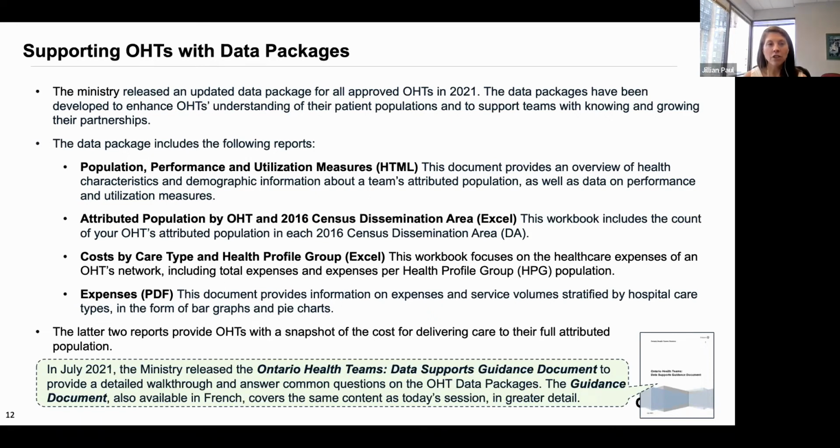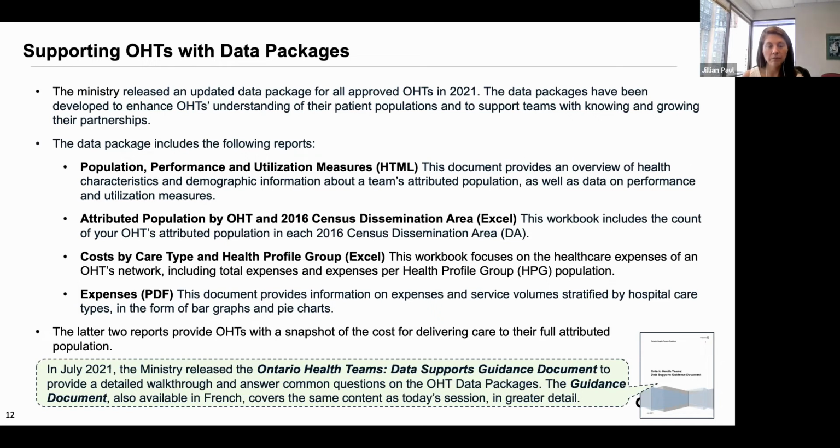It comes in French, and some of the content will be reviewed with you today, but if you're interested in other information about the data packages or about the first two reports that I mentioned on this slide, I would highly recommend that you take a look at that guidance document. So again, thank you. I'm going to hand it over to Howard now to walk through the next few slides.